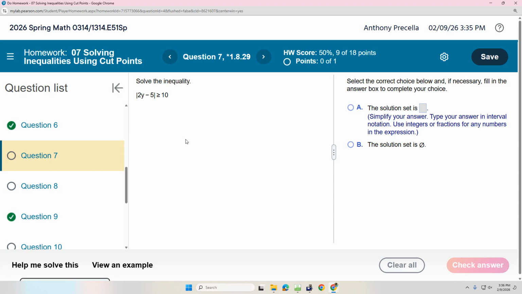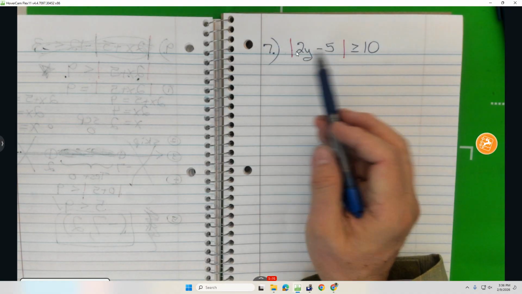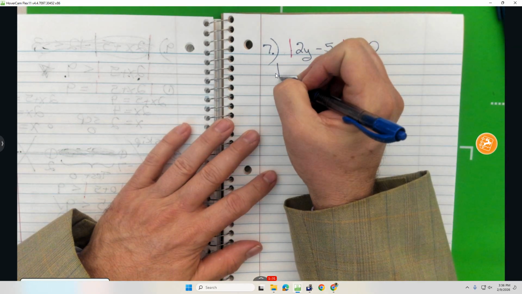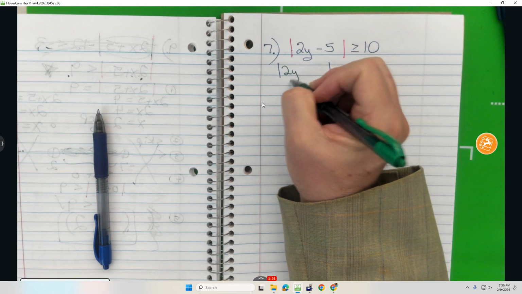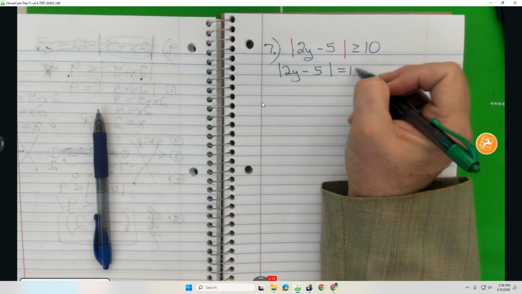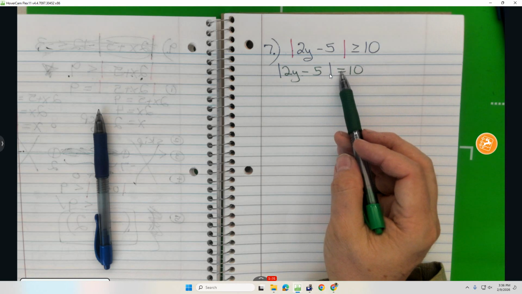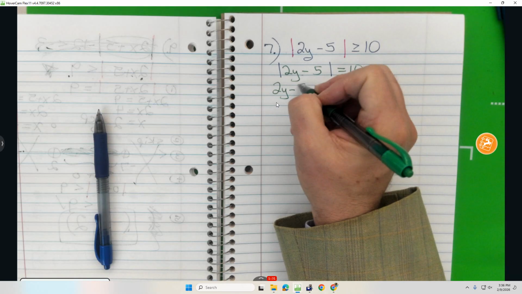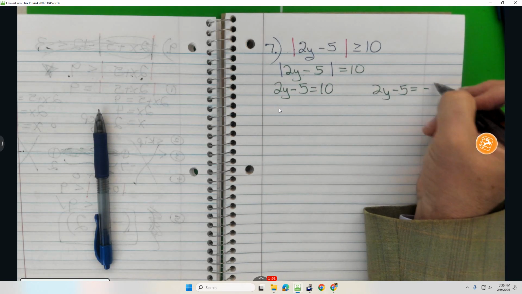Are we going to have to move stuff around the way we did in the previous problem? No, we already have the absolute value isolated by itself. So we make it equal. It's an absolute value equaling a positive number. That means the stuff inside has to equal positive 10, or it's going to equal negative 10.